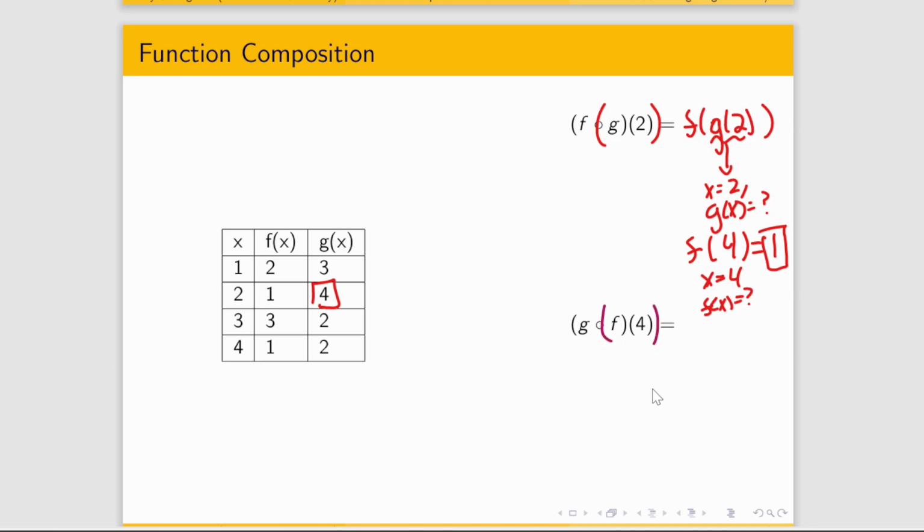So this time they flipped around the order. Now they gave us g of f of 4. So that means I want to evaluate f of 4 first, which is actually what I just evaluated earlier, because that's asking us to go over to when x is 4, f of x is 1. So this is asking me to evaluate g of 1 since that inside function evaluates to 1. And then I go back over to my table. When x is 1, g of x is 3. And so my final answer would be 3.